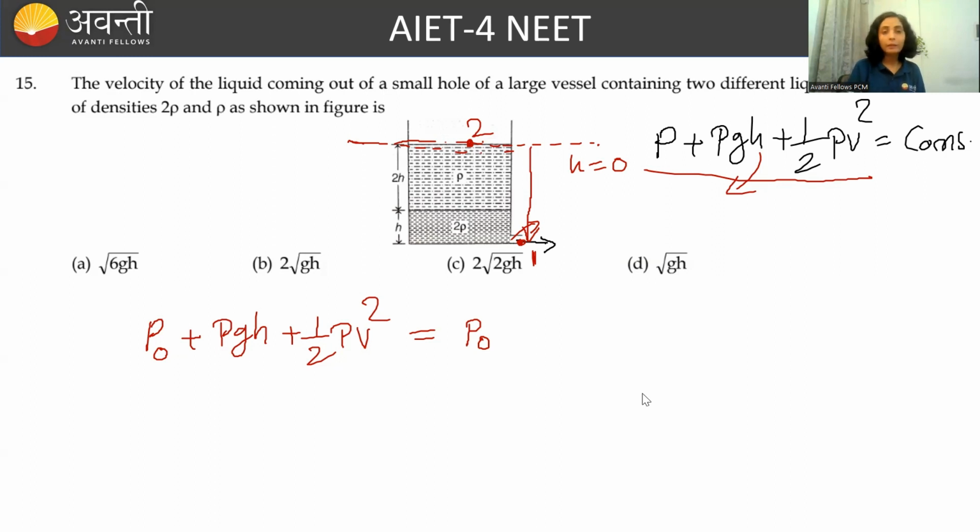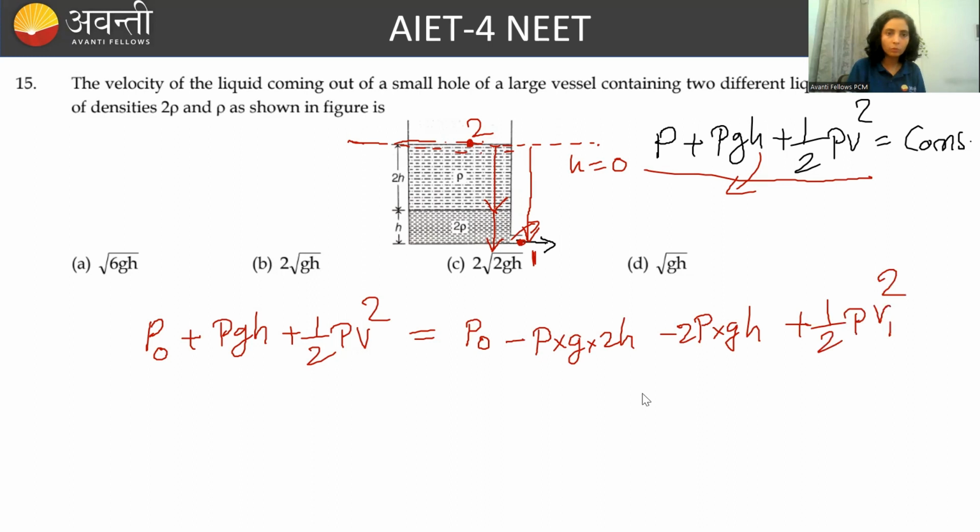Also here two different liquids are there. One has density rho, another 2 rho. So first write rho gh for this column, then for this column. So what will you write? Minus rho into g into 2h, and then it will become minus 2 rho gh. Plus half rho v1 square. What will you write for rho here? 2 rho, because here the density of water is 2 rho. Now let's solve it.